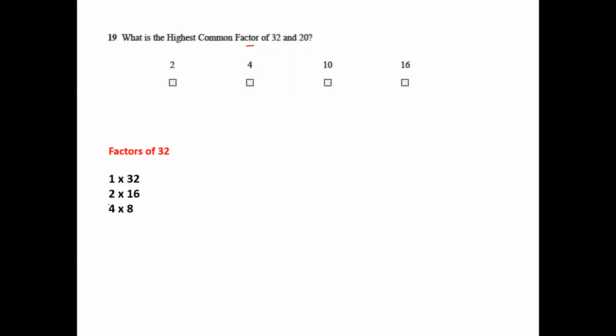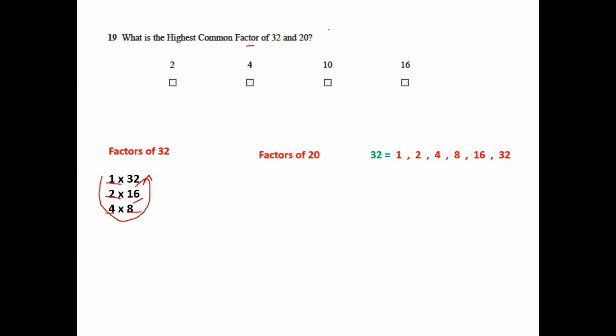Yes, 4 times 8. So I repeat the question again. 1 times 32, 2 times 16, no 3 times, but 4 times 8 is there. Then no 5 times, no 6 times, no 7 times, then 8 times 4. The same product is repeating. At that time, you can stop writing the product of two numbers. Then you can list the factors of 32 in ascending order: 1, 2, 4, 8, 16, 32.